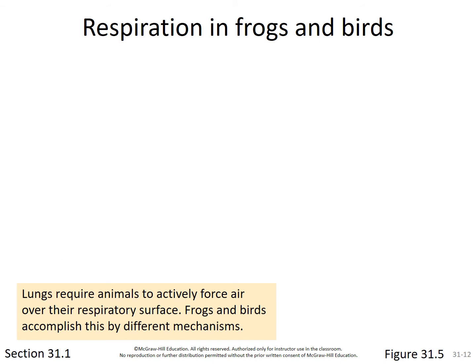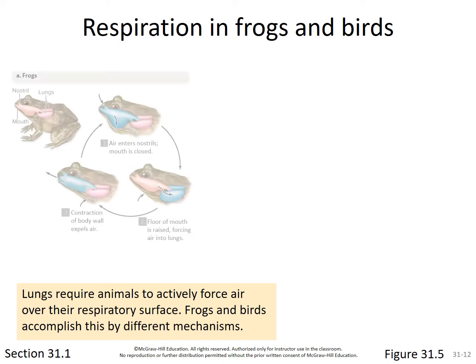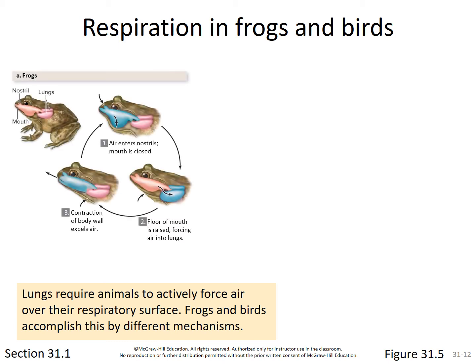Okay, so if you take a look at the difference between respiration in frogs and birds, you can see some differences between a less and more advanced animal. Lungs are going to require animals to force air over their respiratory surface. So air isn't just going to come in and come out on its own in enough amounts to give you adequate gas exchange. You've got to have some sort of mechanism to actually force air in and out. And so with frogs, they'll do this in a pretty simplistic fashion.